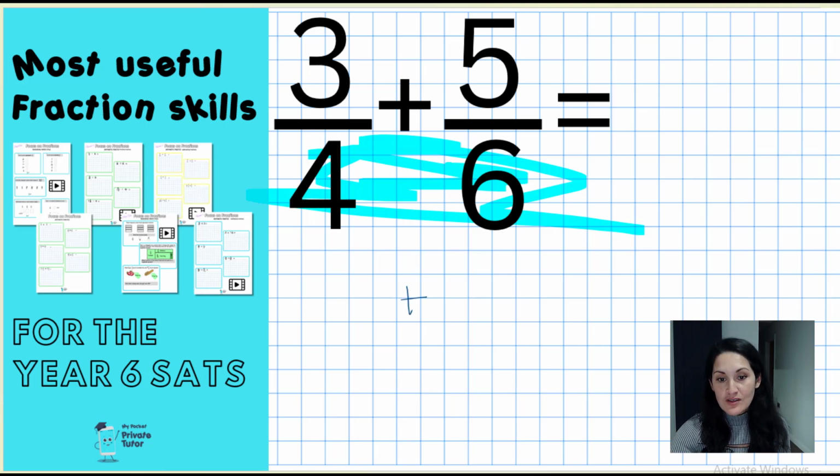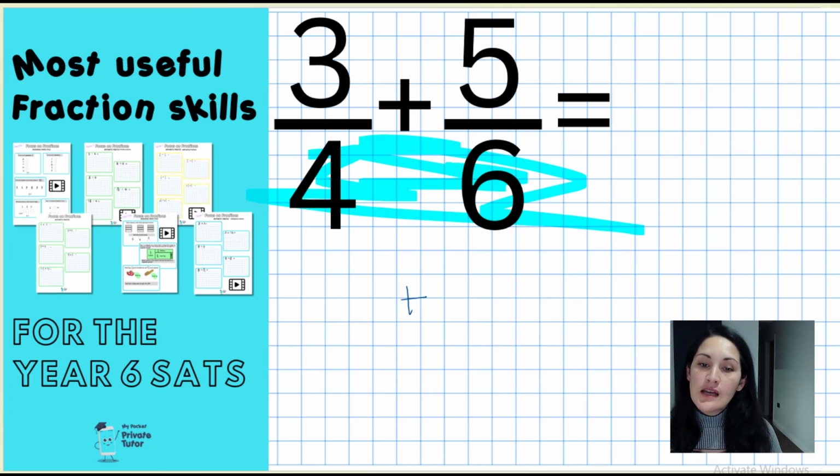So we need to make the denominators the same, but we can't just change the value, okay? So we would look at 4 and 6. A very quick way to do this is just to times them by each other. So 4 multiplied by 6 is 24. Those are a common multiple of both fractions, so I can easily find what 3/4 is if I found it as with a denominator of 24.